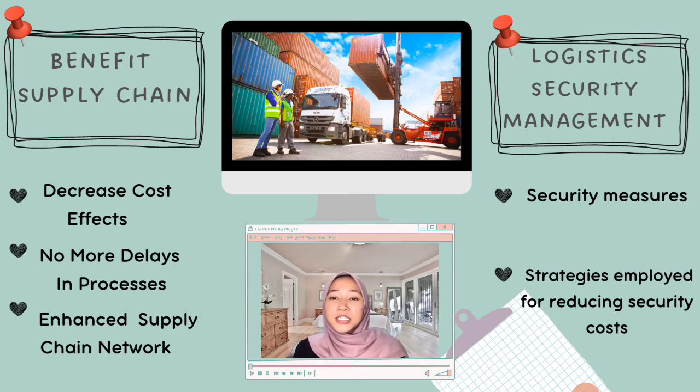So next is about logistics security management. So here firstly is security measures. That means it affects the firm's ability to plan their international shipment and distribution, and increases the cost of supply chain activities. So lastly is strategies employed for reducing security costs, which can replace international shipments with domestic ones and eliminate the use of vulnerable international transportation.